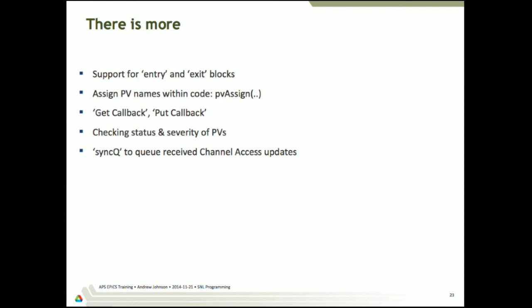The sequencer in recent years has added all sorts of extra things. You can have entry and exit blocks for actions that you want to take whenever you go into a particular state or leave a particular state. You can do assignment of PV names within your action code. We can do get callbacks and put callbacks and so on. You can look at the status and severity of your particular PVs. There is something called queued values, so you can make sure that you see all the channel access queues and so on. If you want to use that, you'll need to look at the sequencer reference documentation, which is pretty good and pretty nice.